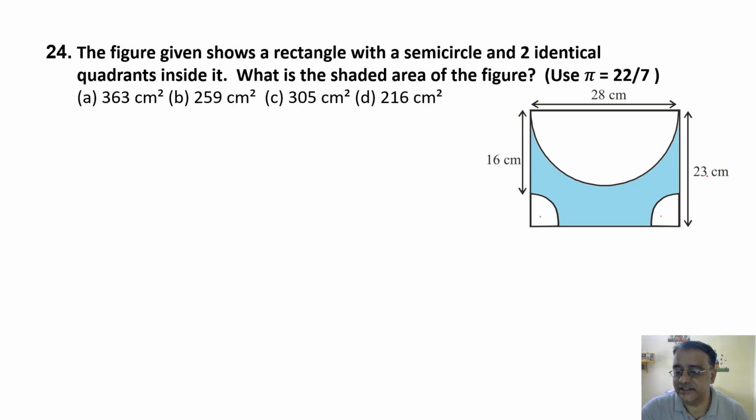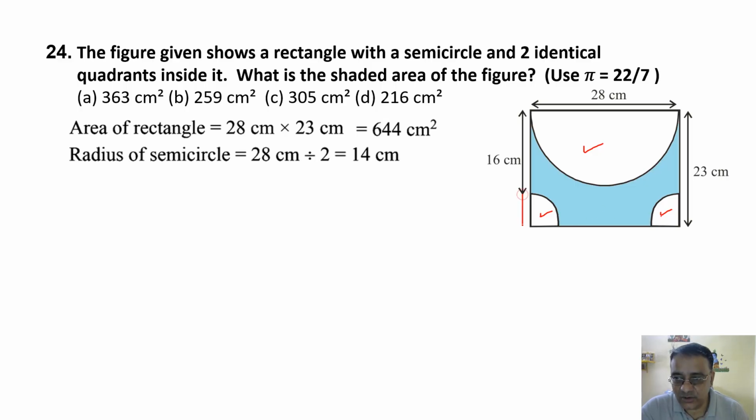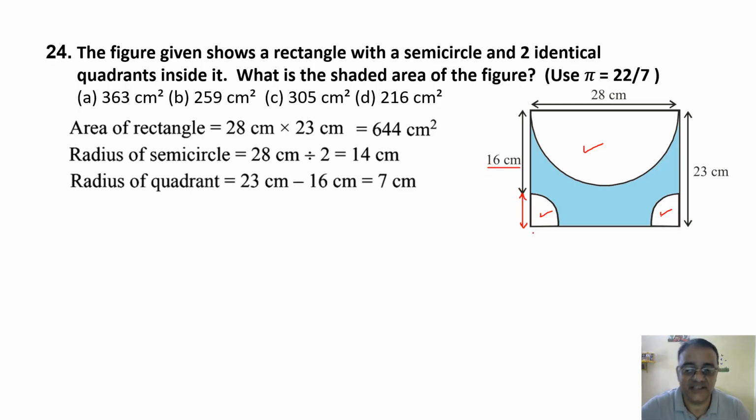28 into 23, right? That is 644 centimeter square. Now पूरे रेक्टेंगल में से ये सेमी सर्कल और ये दोनों क्वाड्रेंट माइनस करना है. तो सेमी सर्कल का डायमीटर दिया हुआ 28 सेंटीमीटर, तो इसका रेडियस हो जाएगा 14, and the radius of quadrant is this one, and this is nothing but 23 minus 16. Okay, 7. Yes, that is 7 centimeter.